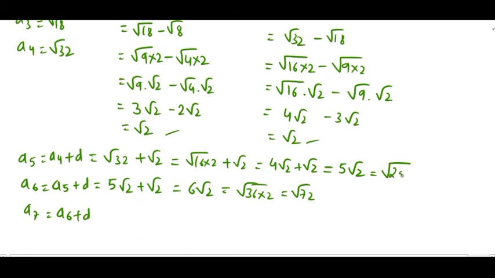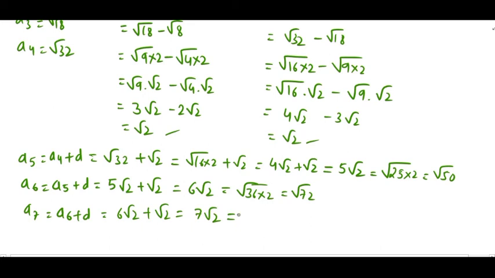Root 25 into 2, this is root 50. And now, a7, how can I write this? a6 plus d. a6 is 6 root 2, and what is d here? Root 2. And this is 7 root 2.